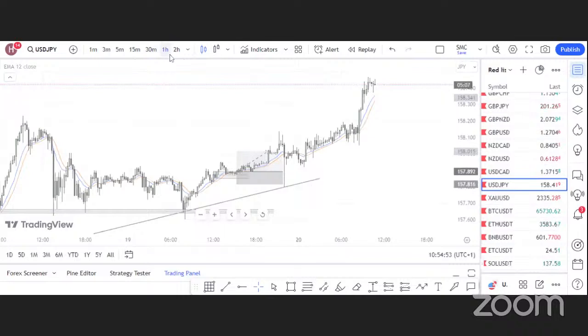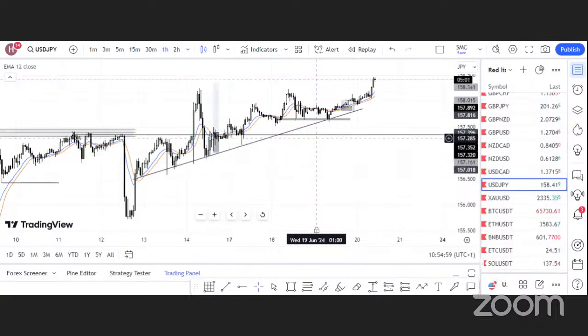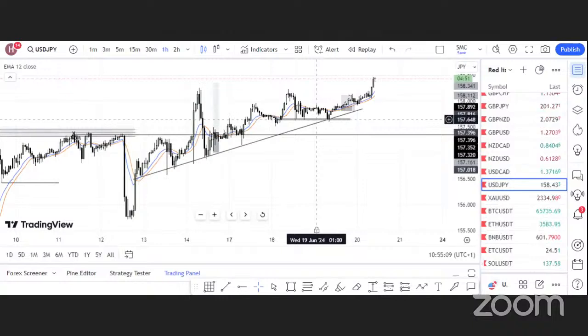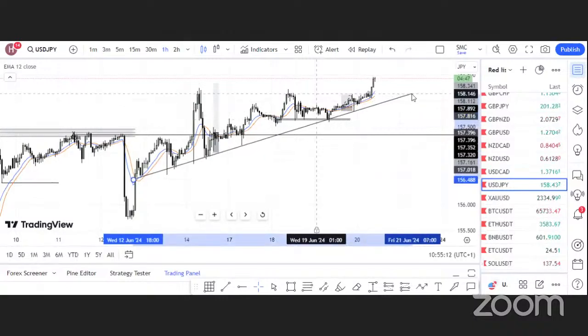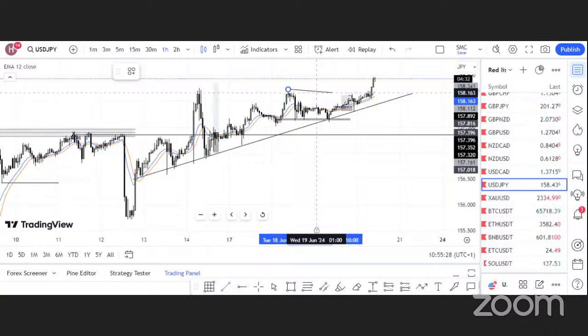So let's see if this market is going to continue to go up. Let's see if this market is going to continue to buy to the upside. So we've already had a retest of the trend line here, and we got a break of structure, and the break of structure is around this level.